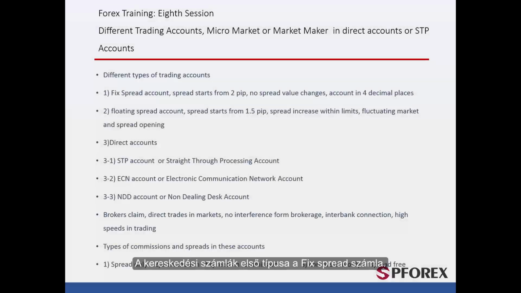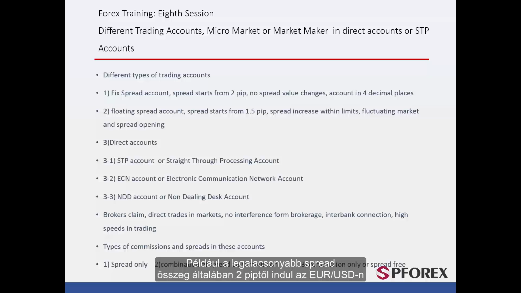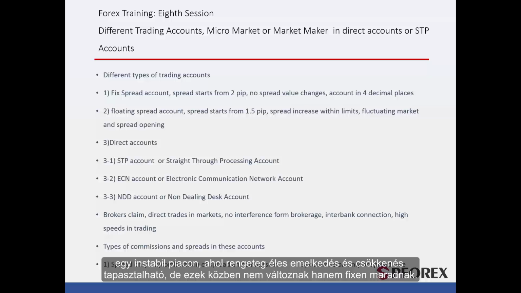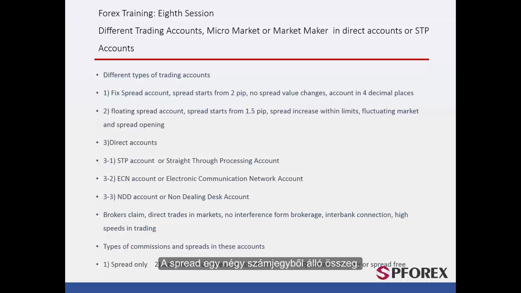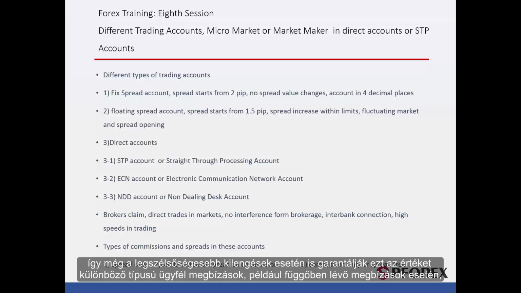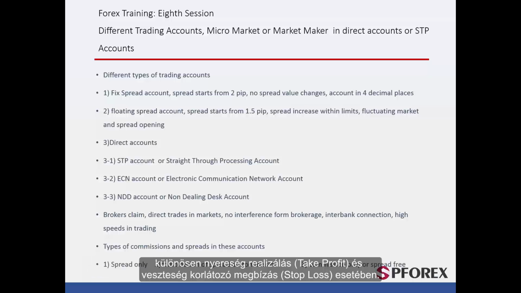The first type of trading account is a fixed spread account. For instance, the least spread amount is usually from 2 pips on euro against US dollar. In an unstable market with lots of sharp ups and downs, they do not change, just remain fixed. Spread is an amount with 4 digits. Brokers usually offer spread to their customers without any changes in value. Hence, they guarantee the value against extreme fluctuations on different types of customers' orders, such as pending orders, and especially on take profit and stop loss in an order.